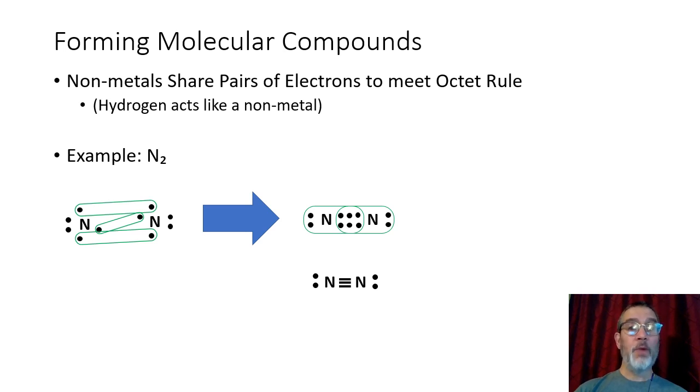Again, each line represents 2 electrons. So if you take a look at the nitrogen on the left, it's got a lone pair and then 2, 4, 6 more electrons for a total of 8 electrons. Same with the nitrogen on the right. So both of these nitrogens are satisfying the octet rule by sharing the electrons. Now notice those 3 lines represent 3 shared pairs, or what we call a triple bond. So each line is 2 electrons.